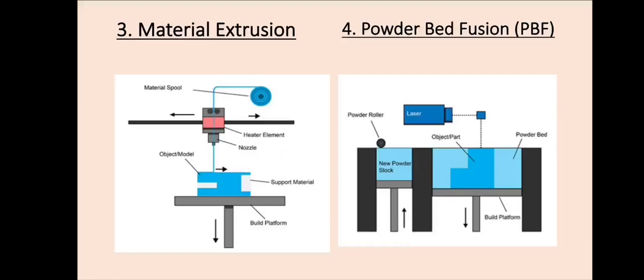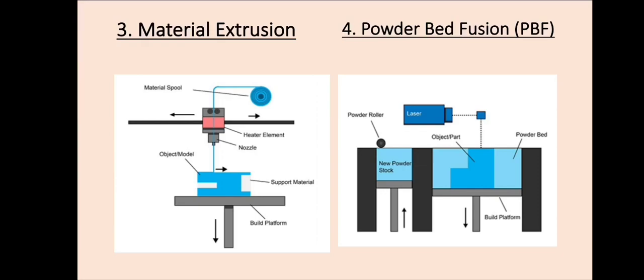In the material extrusion process, there is a material spool which is unwinding, and wire is coming out through the nozzle. There is a heating arrangement in the nozzle, and when the wire passes through the heater, it is converted into melted form. By moving the nozzle from left to right, we keep depositing layer by layer. These layers fuse together because the material is already in the liquid form.